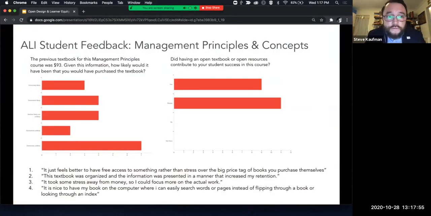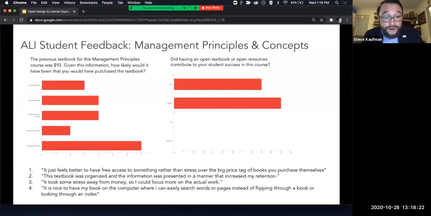The previous textbook for my management principles class was only $93. It wasn't a couple $100, but given this information, how likely would you have been to purchase the book? A lot of students are saying, well, extremely unlikely. I wouldn't even pay for a $93 book. But we also asked the question, did having the open textbooks contribute to your students' success in this course? Not a single student said no or not sure. They were all yes or maybe.